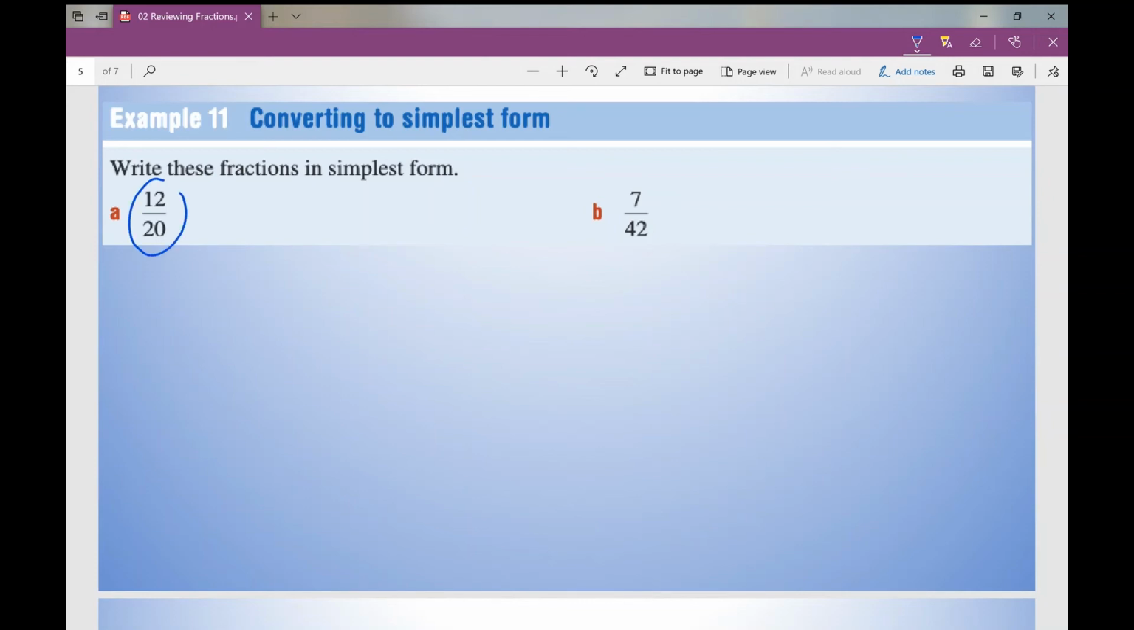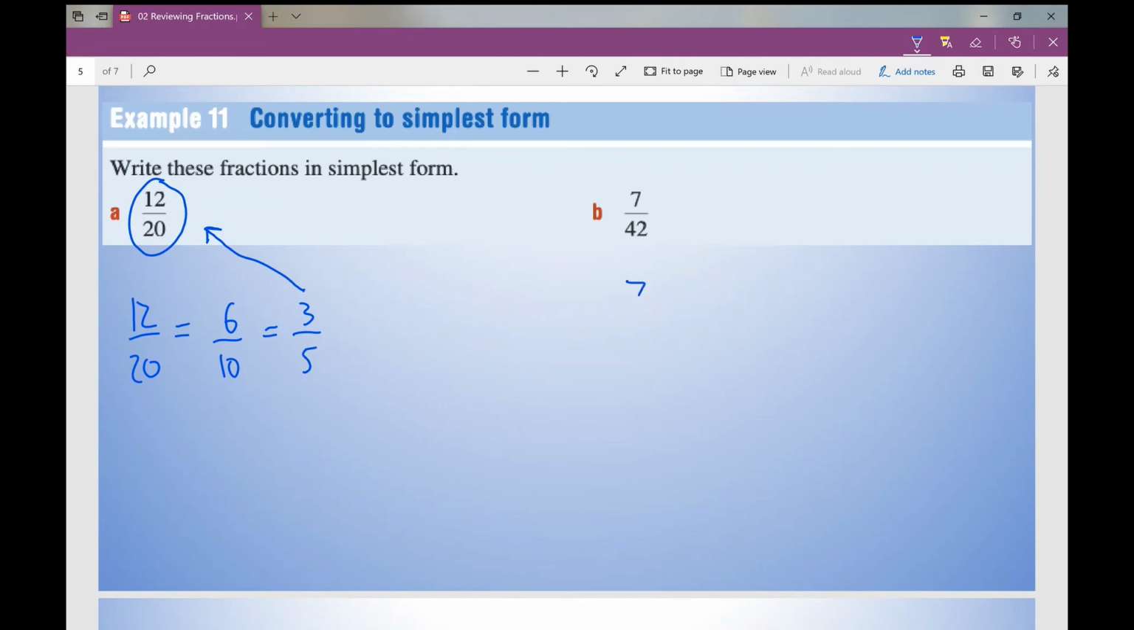If you have even numbers like this, 12 over 20, the easiest thing to do is just divide each number by 2 until you can't do it anymore. So we take half of 12, that's 6. We take half of 20, that's 10. And then we can do it one more time. Half of 6 is 3, half of 10 is 5. And that is the simplest form of this fraction.